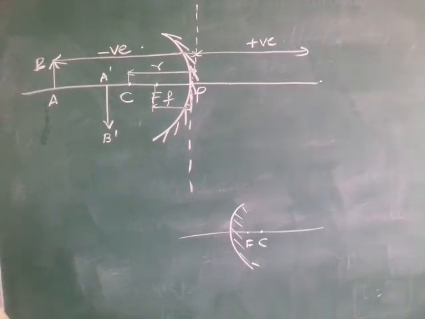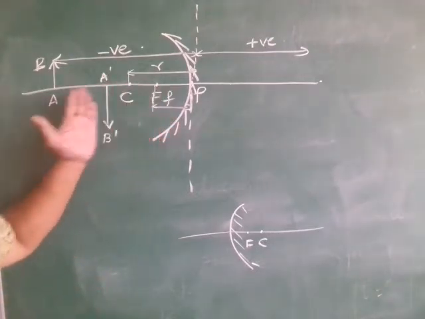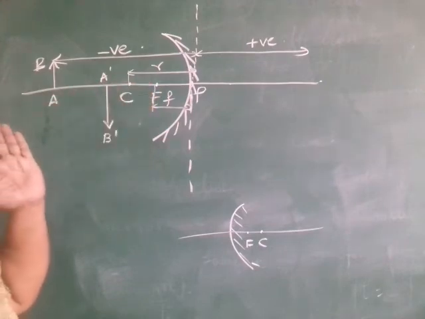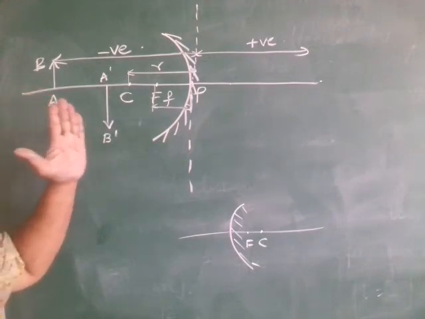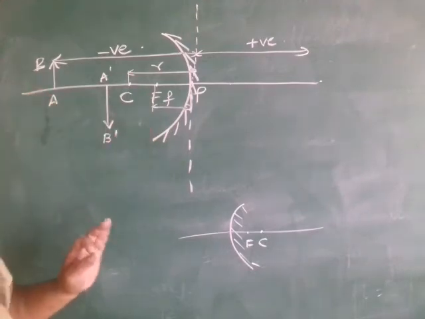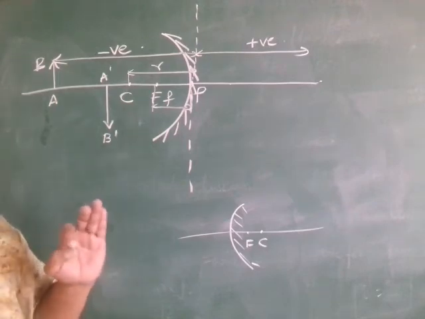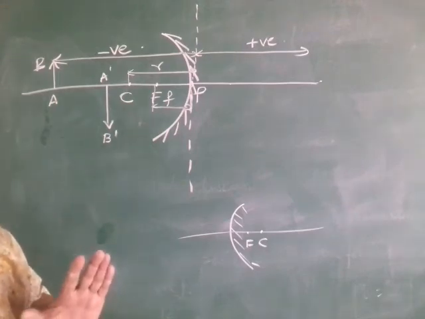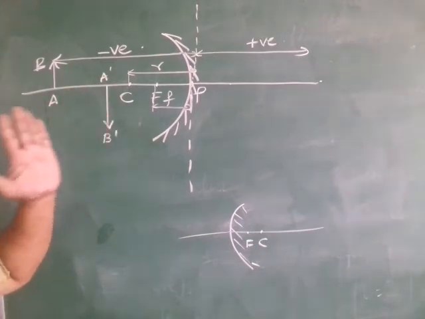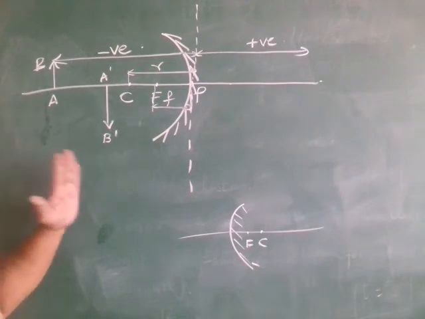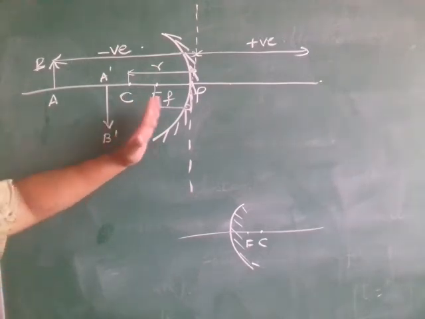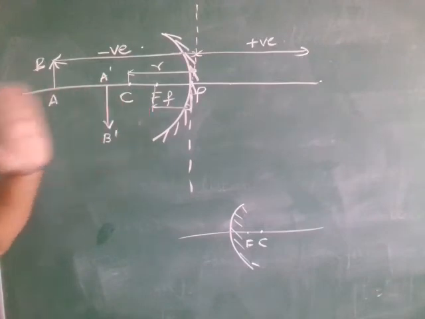And one more thing you should remember: all the images which are formed in front of the mirror, to the left of the mirror, or if the image distance is negative, then the image is real. If the image distance is negative, the image formed will be real and inverted. That is, all the real and inverted images are formed in front of the mirror, to the left of the mirror.